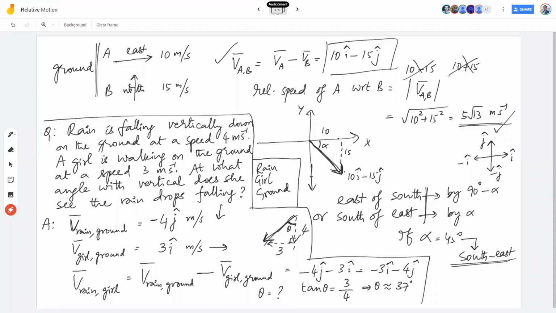So tan theta equals opposite side by adjacent side. Tan theta equals 3 by 4, so theta is almost equal to 37 degrees. How do I know this? If you know tan 30 degrees equals 1 by root 3, try to remember this also. Tan 37 degrees equals 3 by 4. Tan 53 degrees equals 4 by 3. Tan 53 degrees, complement of 37. Okay? This is the answer.